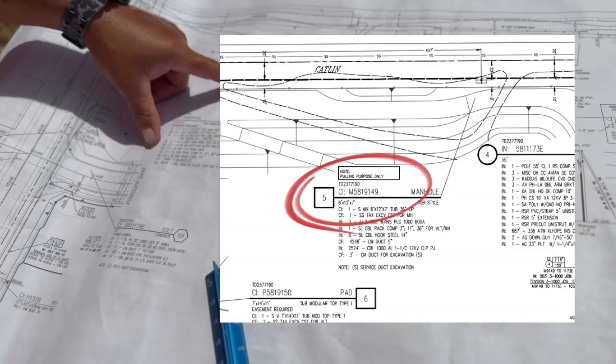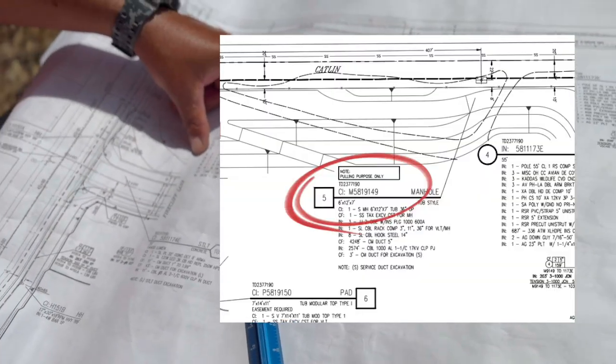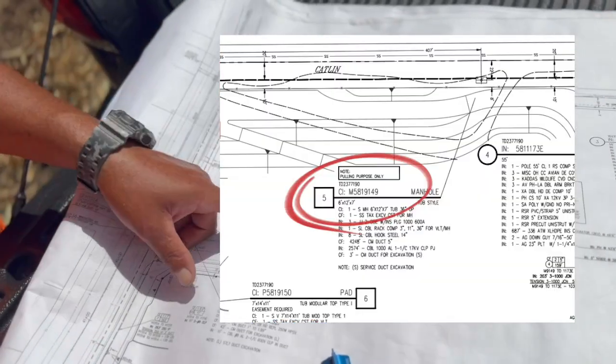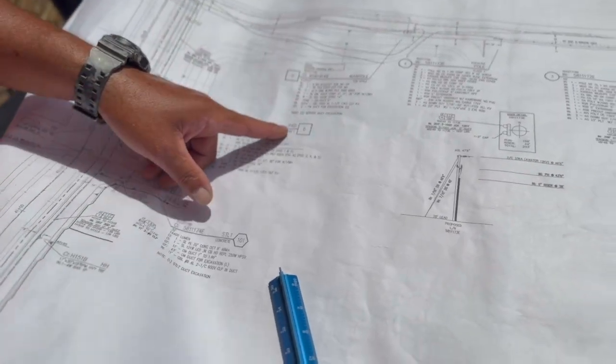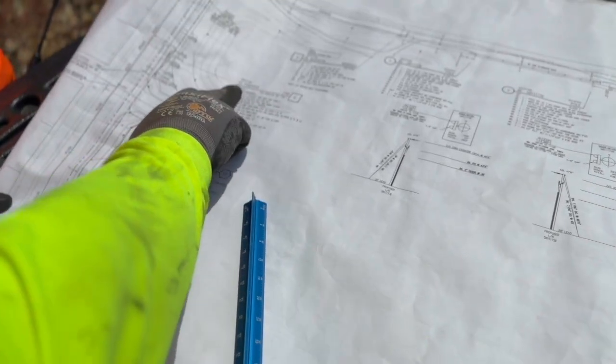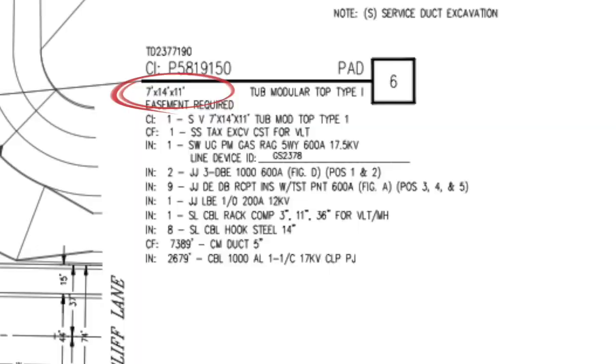Yes. And I see a number right here. This is the reference for how they can look up the box, right? This is the number of the box. Because every one I see has a different number. Yeah, every single box has its own call out number for every different box that it is. Like this one here is the 7 by 14 by 11 tub modular type 1 box.